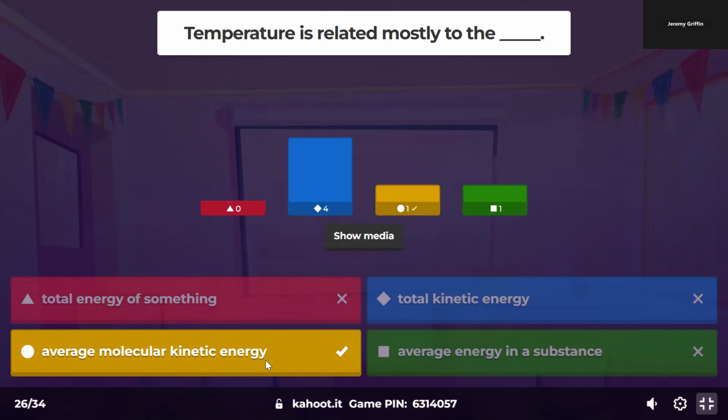You could have a small cup of water that's 50 degrees Fahrenheit, or you could have a large bowl of water that's 50 degrees Fahrenheit. Even though it's different amounts of water, if they're the same temperature, I bet their molecules on average are vibrating at the same speed. You guys go with average molecular kinetic energy? All right. Good, good. Everybody good.